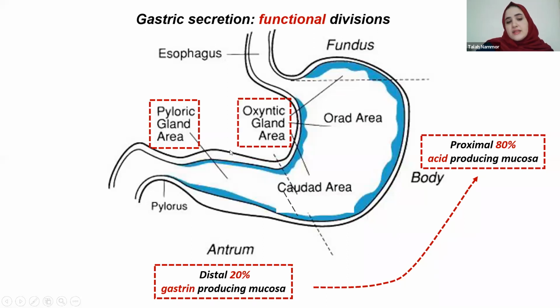So this is really important because the oxyntic gland contains cells that are different from the cells that are found in the pyloric gland, and each cell in the GI secretes different hormones. So it's really important, guys, to know that the proximal 80% is the oxyntic gland area, and the 20% is the pyloric gland area.